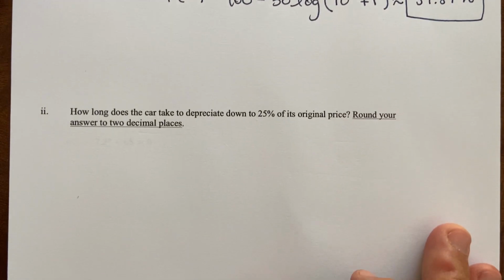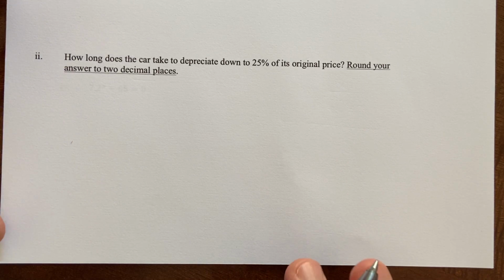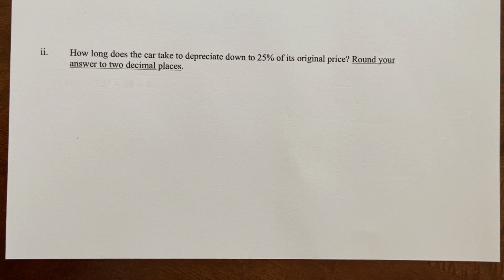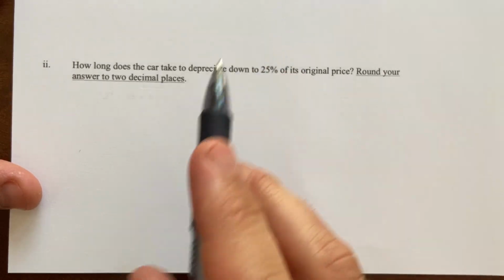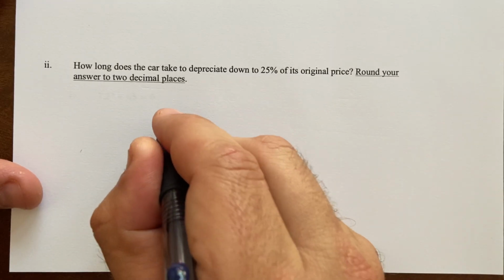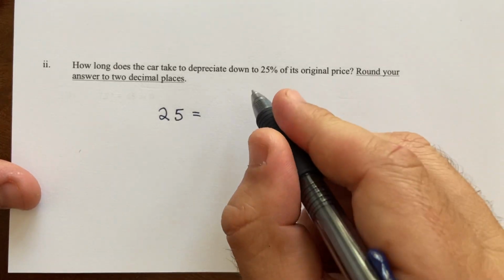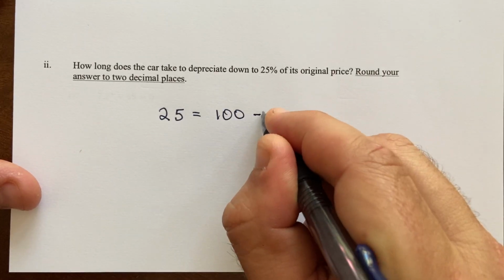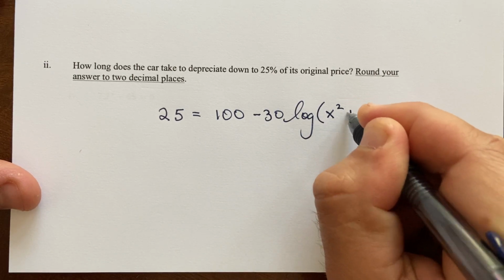Okay, finally on to part 2. There were 2 part 1s for some reason. How long does the car take to depreciate down to 25% of its original price? Round your answer to 2 decimals. So instead of plugging in on the x, we're now plugging in for p of x. So if I force the percentage to be 25, what number of years leads to that, basically, is the question.